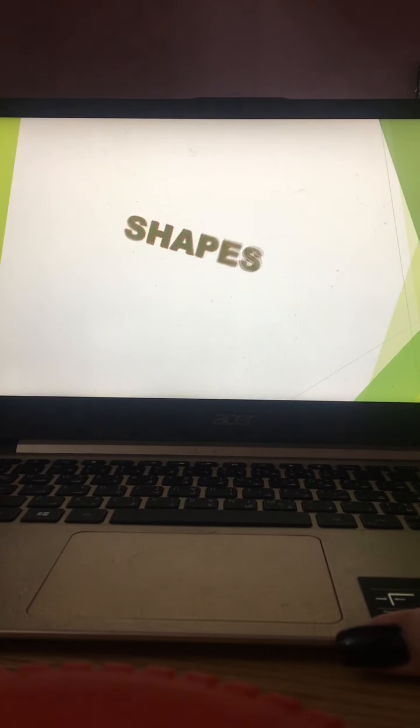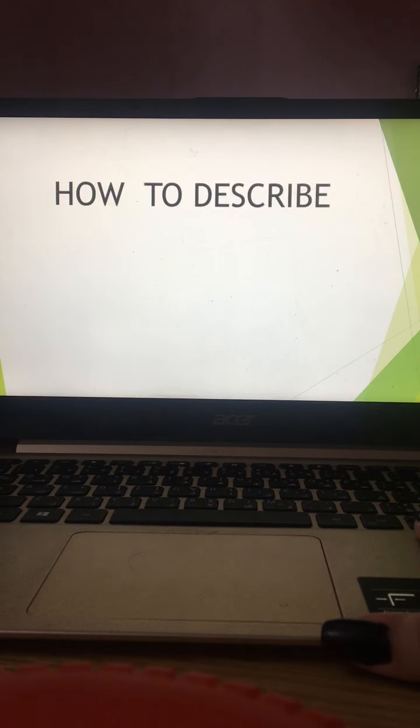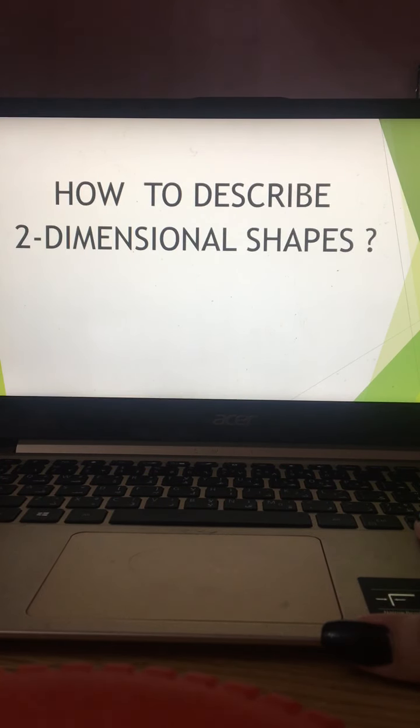In the previous session, we talked about the 2D shapes and understood the difference between the 2D shapes and the 3D shapes. Today, we're going to talk about how to describe 2D shapes. Let's start. These are some of the shapes that we are going to talk about today: how to describe two-dimensional shapes.